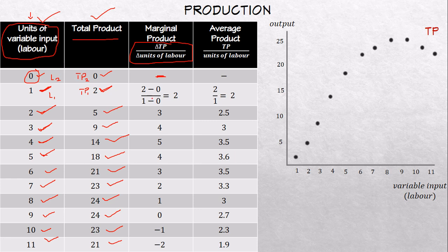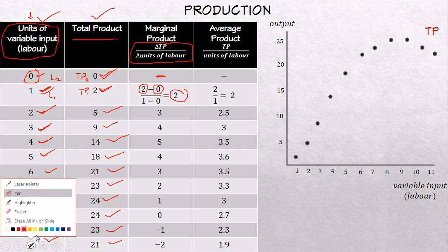So this is the TP1, which is 2, then minus 0. So the 0 over here is for the TP2, all over the L1. The L1 is 1. So the labor is 1 minus the L2. The L2 is 0. So when you do this, you're going to get 2 over 1, which is equal to 2. Okay? So that is the marginal product when the labor is 1.